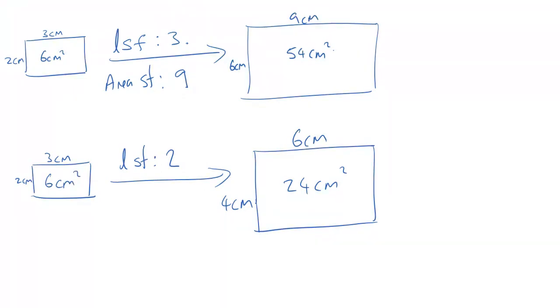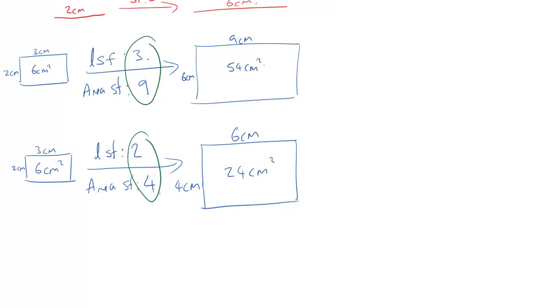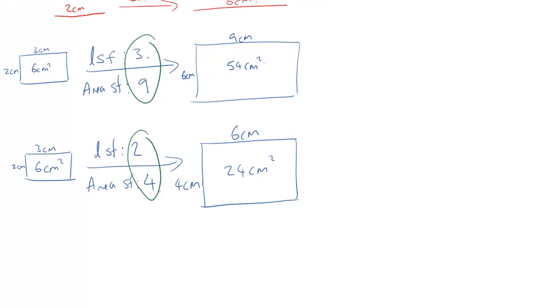So let's work out that area scale factor. What will my area scale factor be? Well, in order to get from 6 to 24, I need to multiply by 4. So my area scale factor is 4. So can you see a pattern between the linear scale factor and the area scale factor? Well, there is a pattern, and if we have that linear scale factor and square it, we can work out the area scale factor. So if we call the linear scale factor L, then L squared is going to be the area scale factor.